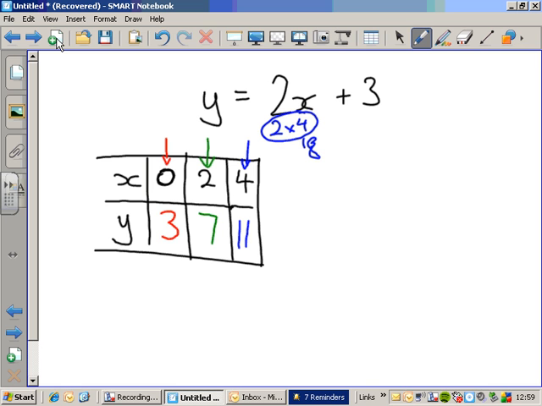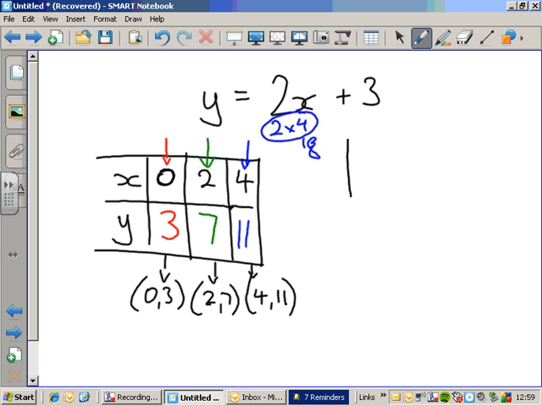And so therefore, we've created three sets of coordinates here. We've created the coordinates 0, 3, the coordinates 2, 7. Of course, the x-coordinate always comes first, isn't it? And the coordinates 4, 11. The x-coordinate is always followed by the y-coordinate. And we could then take those coordinates and plot them onto a graph.